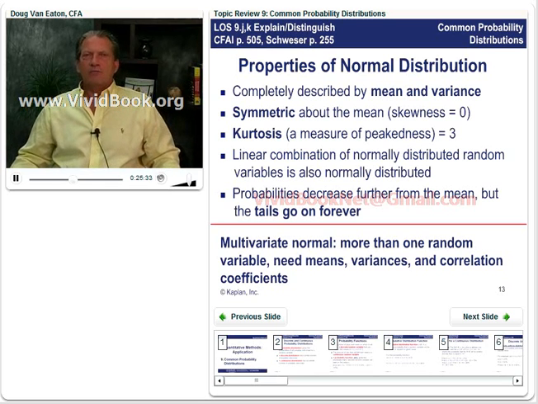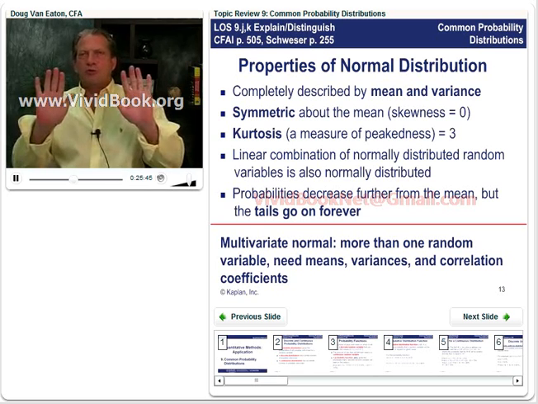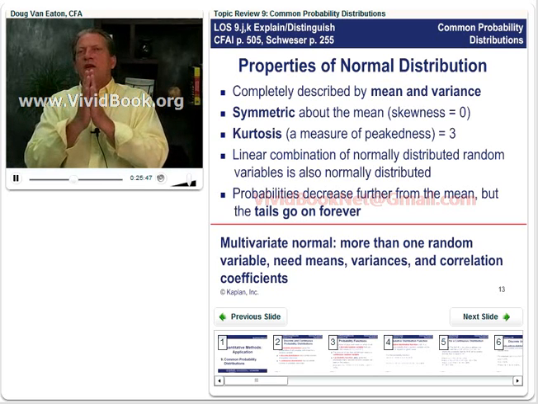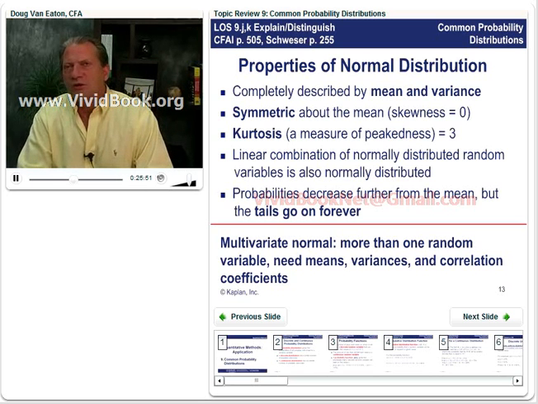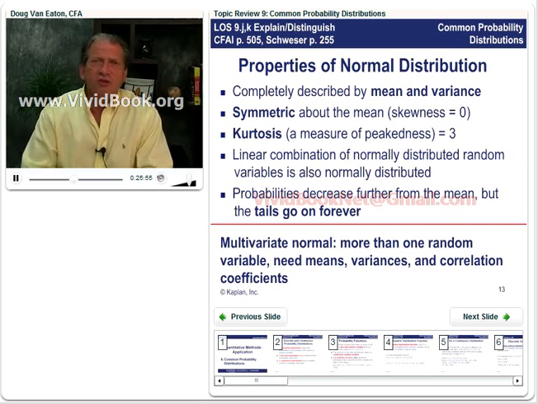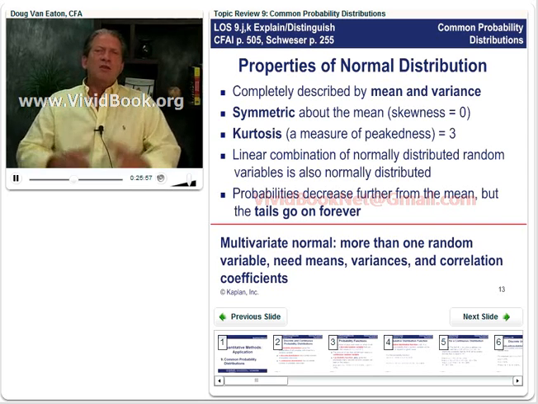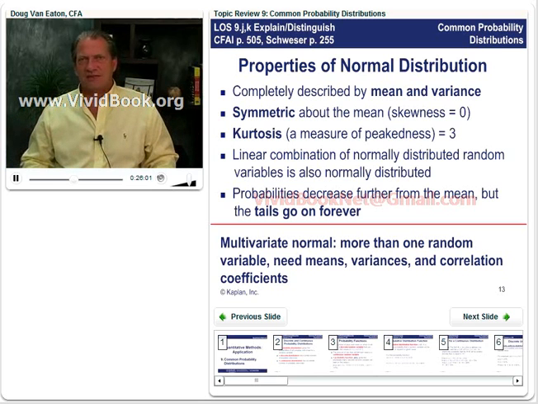Now, in terms of its symmetry, it's a symmetric distribution. If you folded the distribution in half, it would just meet up and match up. So we say its skewness is 0. It's neither positively nor negatively skewed. Kurtosis is a shape measure. It measures the peakedness of a distribution and the fatness of the tails.